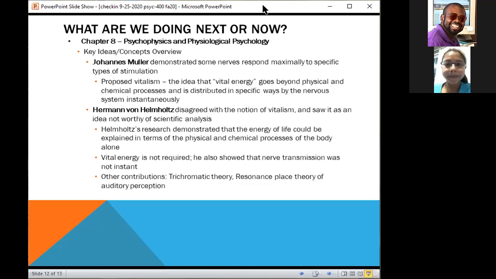But at that time, we do have Hermann von Helmholtz, who you're familiar with. I'm sure he was instrumental in a few things. He disagreed with this notion of vitalism and saw it as an idea not worthy of the scientific analysis.